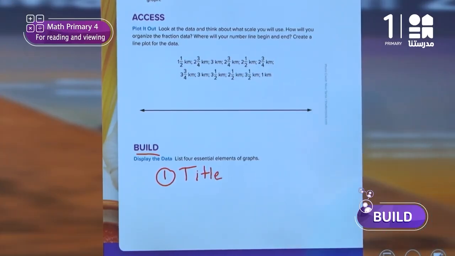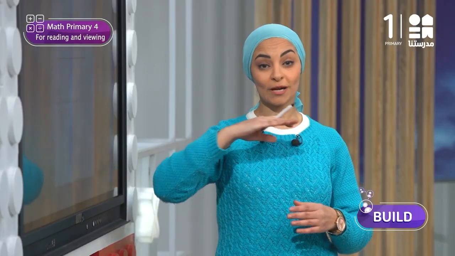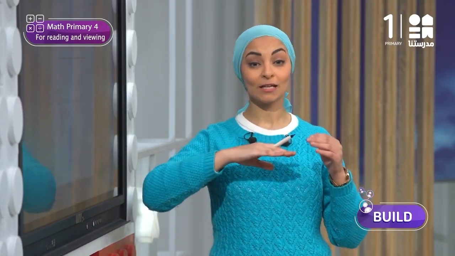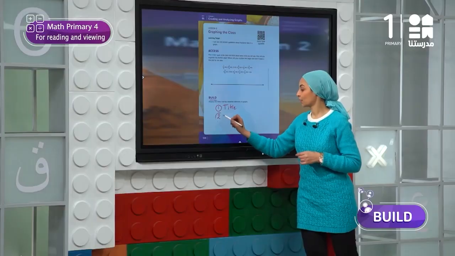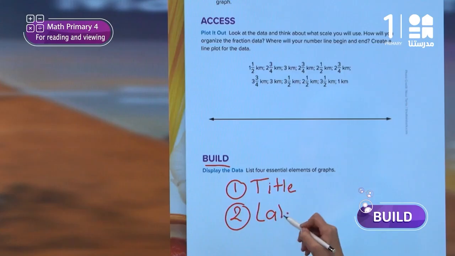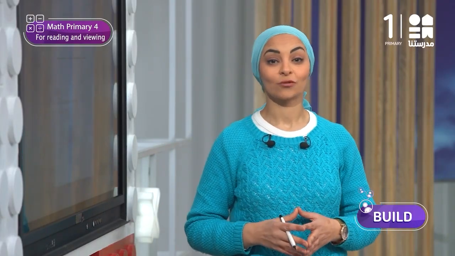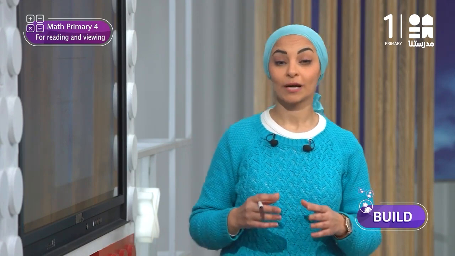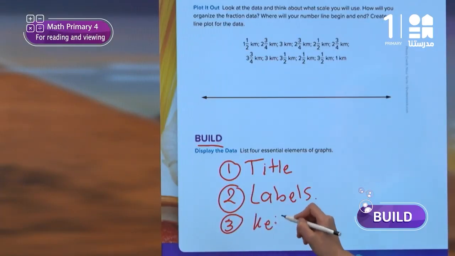Okay? طيب we will also write the labels for each axis. مش كل x كان بيبقى فيه label، ال vertical x and the horizontal x. يبقى number 2 are the labels. Okay. Now, what about the third element? Yes, I can write the key, right, to the graph. So, the third one is the key.